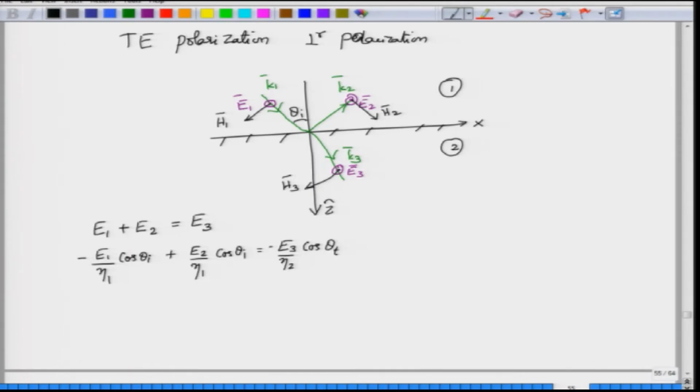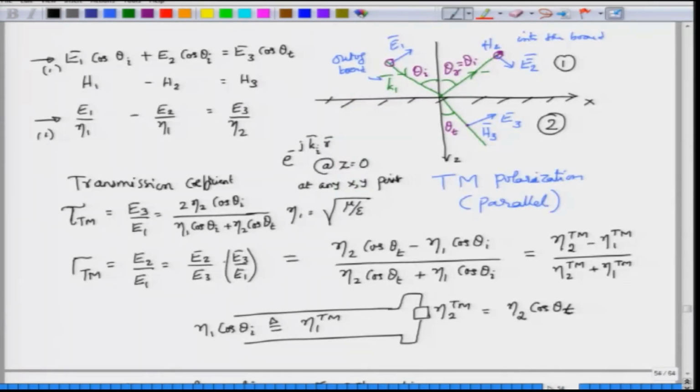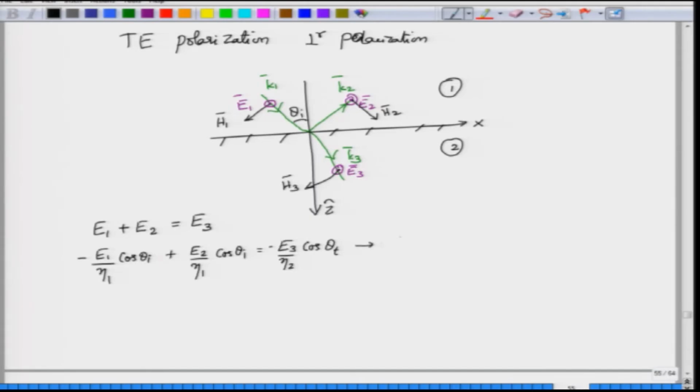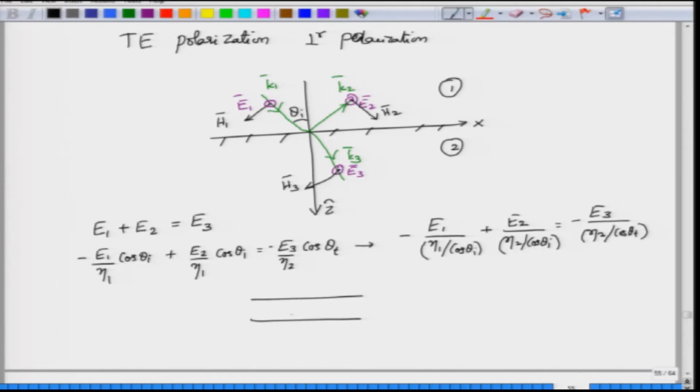Now, without solving the equations, you can already see a similarity between this set of equations and the previous equations that we wrote. So, you had E1 cos theta i there, and you had E1 divided by eta 1 here. If you simply rewrite this equation, you write this as E1 divided by eta 1 by cos theta i plus E2 divided by eta 2 by cos theta i, which would be equal to minus E3 divided by eta 2 by cos theta t, and associate these denominators with transmission lines with appropriate TE impedances.